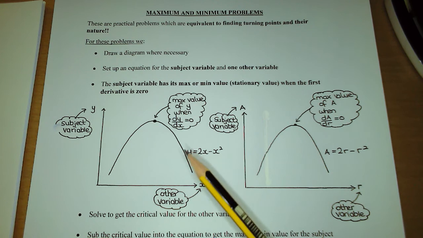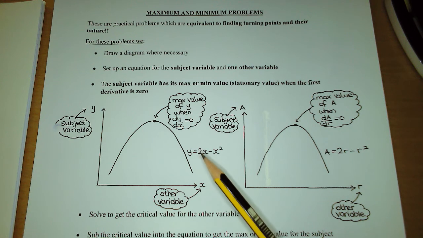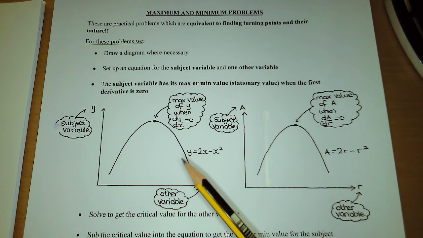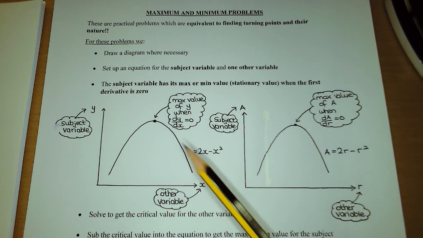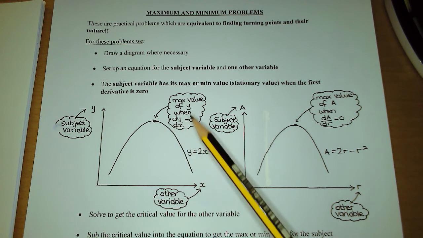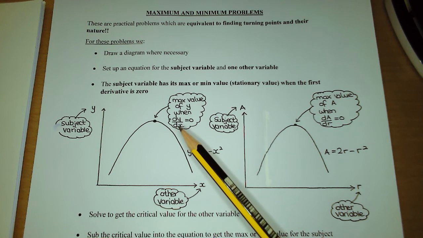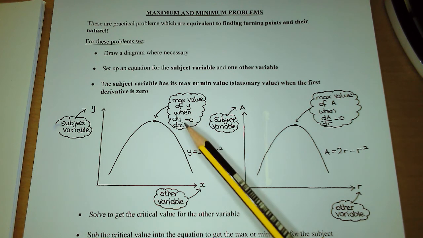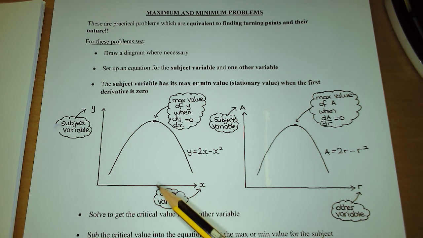The subject variable is the letter that is by itself and has a coefficient of +1. So y is the subject variable, and then x here is the other variable. Now the subject variable will have its maximum or minimum value at the turning point, and that happens when dy by dx is equal to 0.